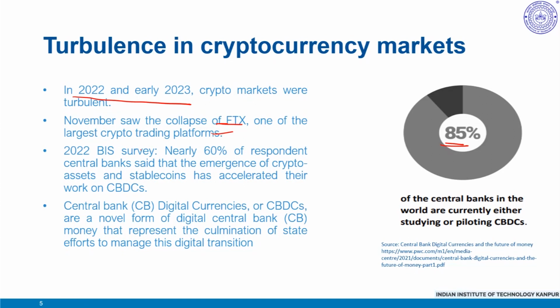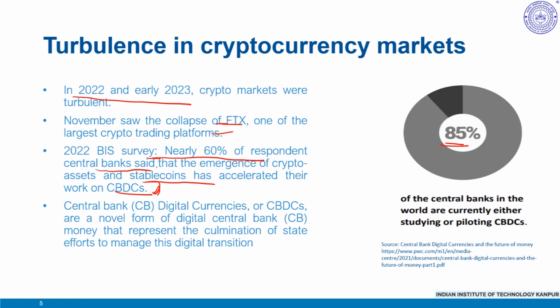Nearly 60% of the respondents, as per a 2022 BIS survey, these were central banks, said that the emergence of crypto assets and stablecoins has accelerated their work on CBDC. So they felt the impact of these crypto assets and the need to move towards CBDCs.